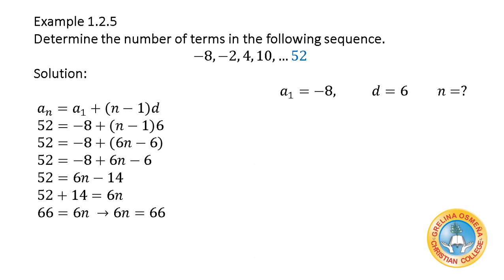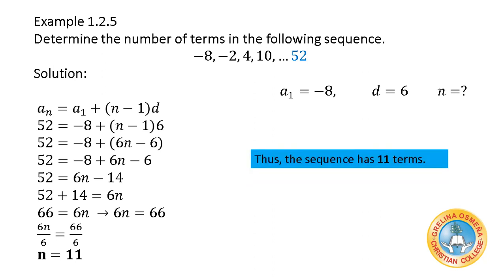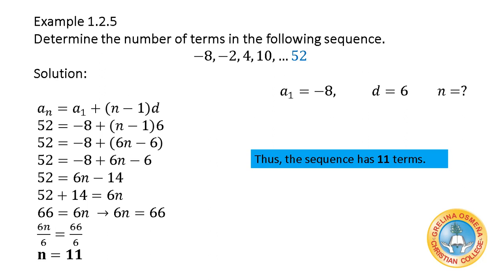So, 52 plus 14 is 66 equals 6n. To get the value of n, or you can just transfer, 6n equals 66. So, divide by 6. Divide by 6. So, we have n is equal to 11. It means that the sequence has 11 terms. It means that 52 is the 11th term. Okay, 52 is the 11th term of the sequence. Okay?